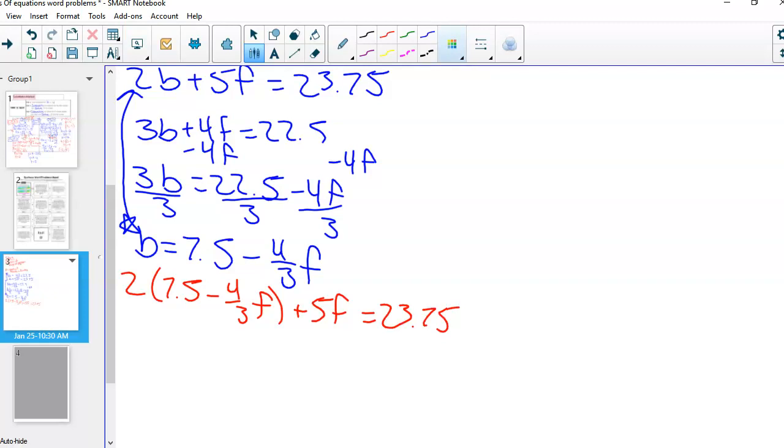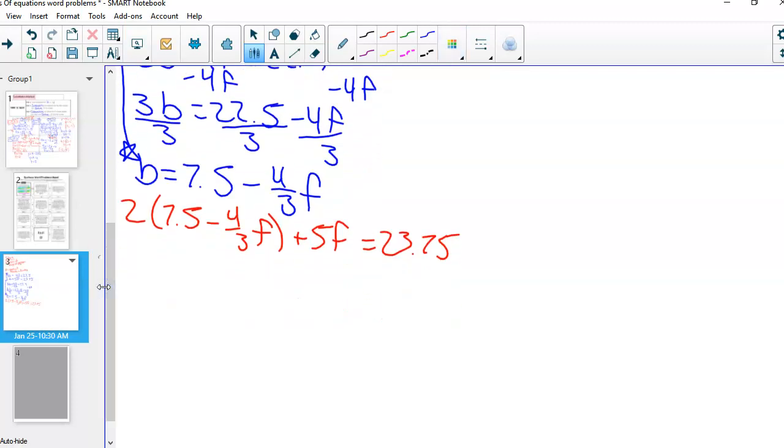Now, remember when I said whatever it's asking for, solve for the opposite and you will end up with what you need. So we solved for the bags of popcorn, but when we substituted, we got just f's. And that's what we need. Now, that doesn't mean if you solve for the other thing, it won't work. You'll just have more work to do. Right? We need to distribute. 2 times 7.5 is 15. I'm going to leave this in fraction form just for right now. This will be 8 over 3f plus 5f equals 23.75.